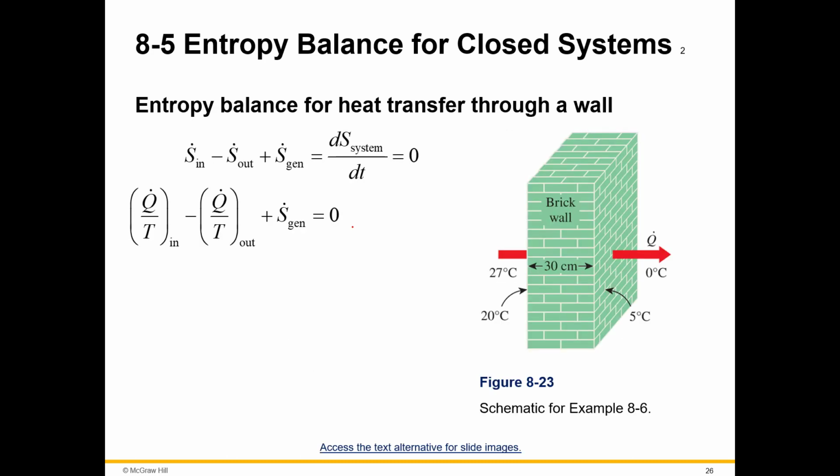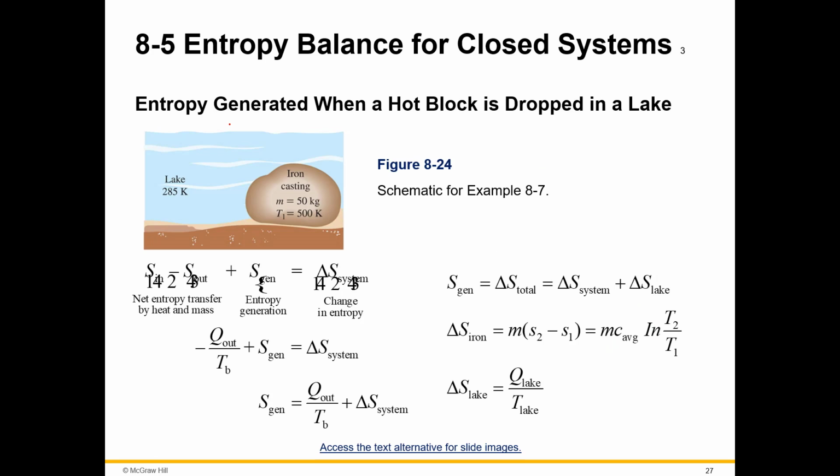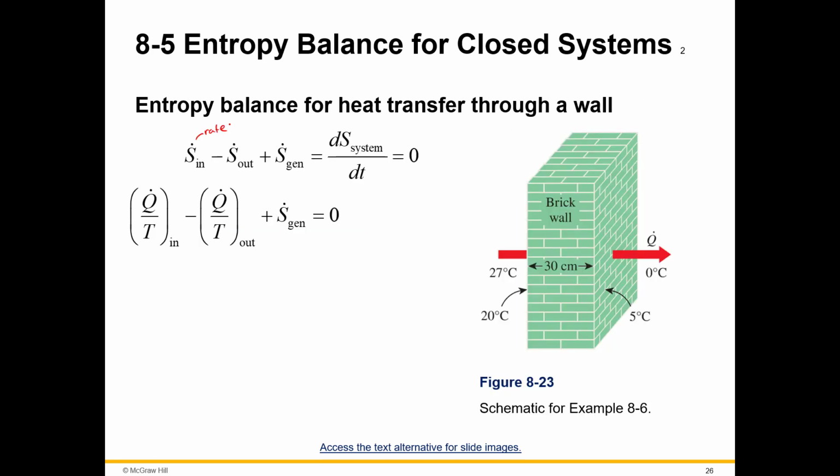Entropy balance for heat transfer through a wall, because you can definitely put some heat through a wall. And these are rates, remember? Rate of entropy in less the rate of entropy out plus the rate that the entropy is generated. And you do have that in Q rate over T in and out as well. So here's the schematic. And it's set to 0 because we've got a balance, right?